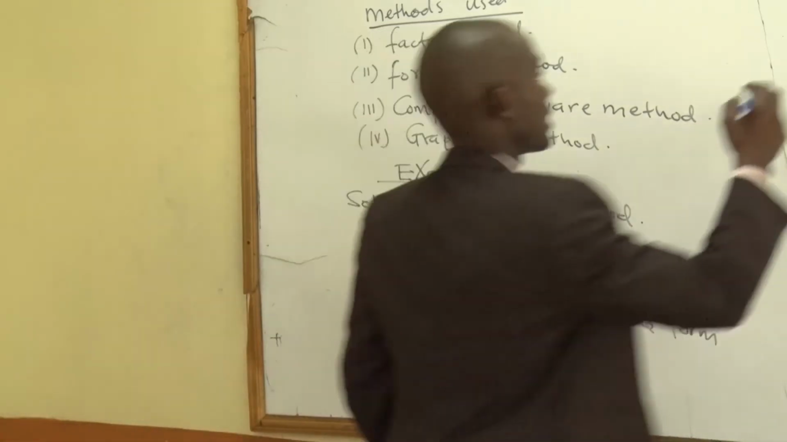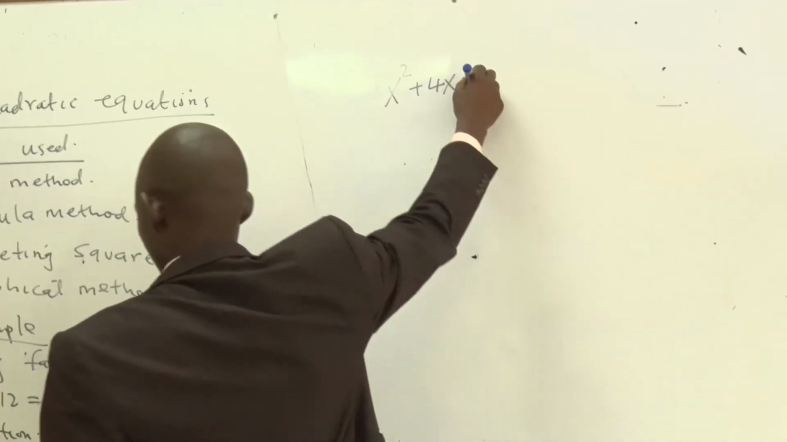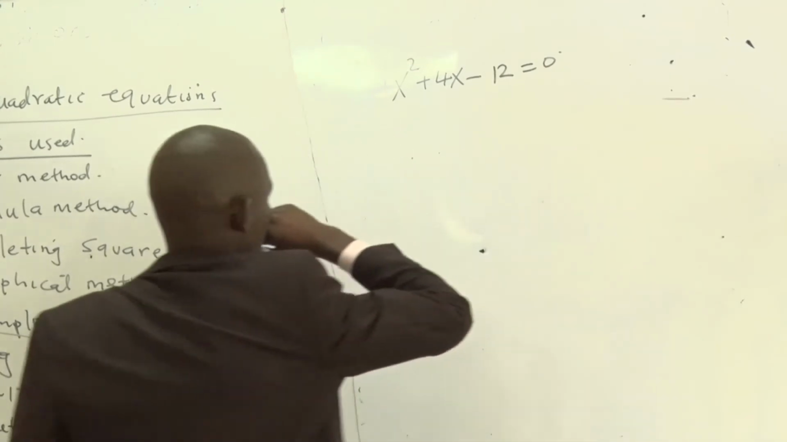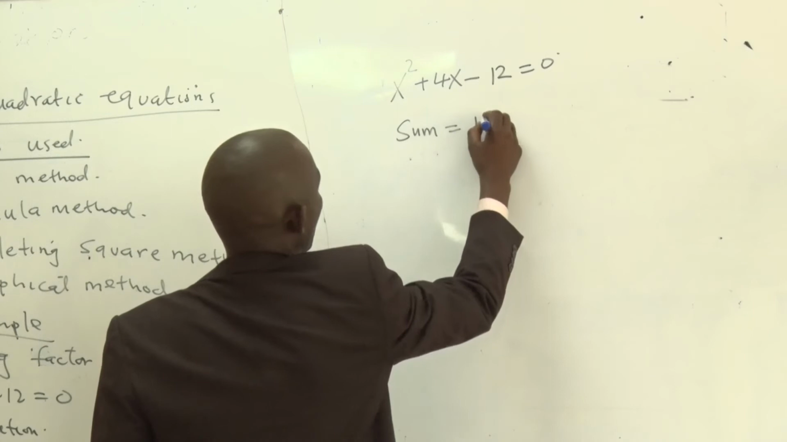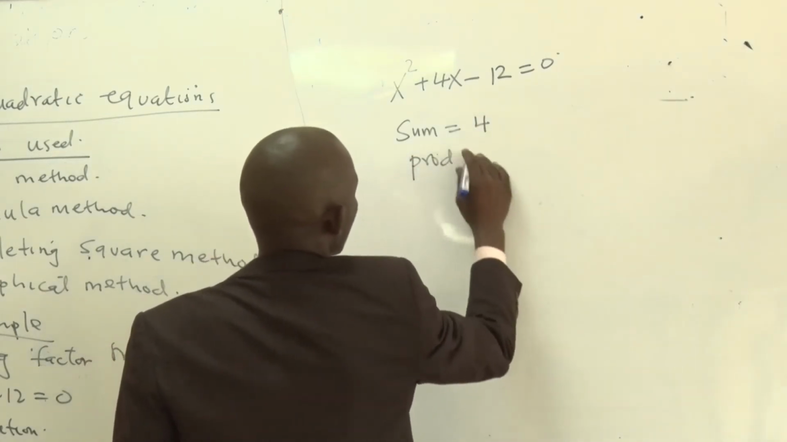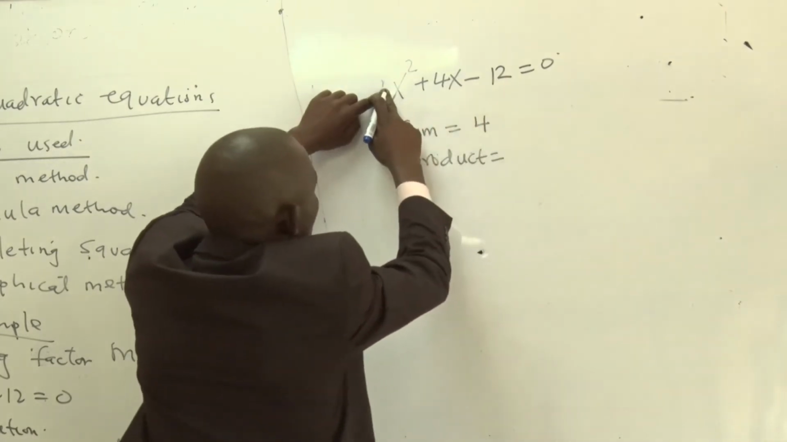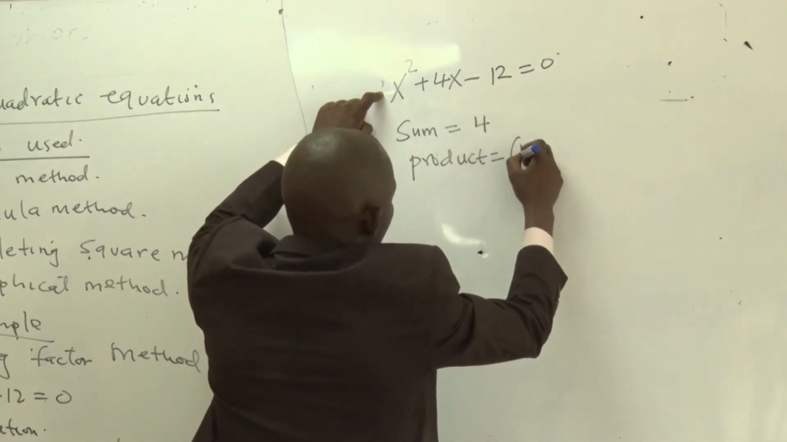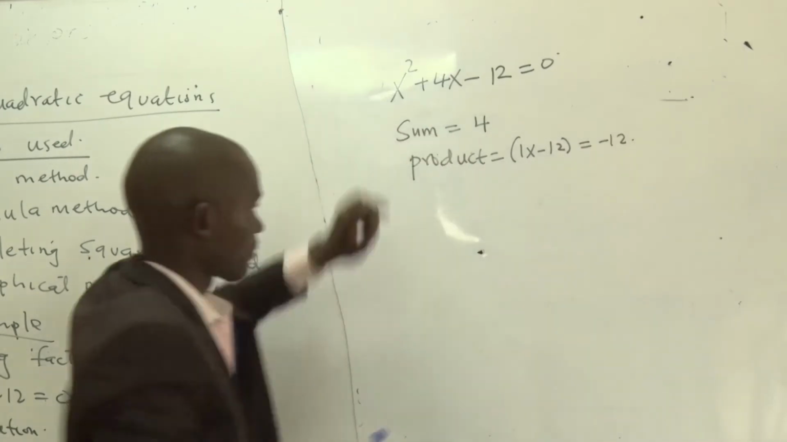So we have been given x squared plus 4x minus 12 is equal to 0. It means our sum will be equal to 4. Our product will be equal to, remember the coefficient here is 1 and the constant is minus 12. So the product is 1 times minus 12, which is equal to minus 12.